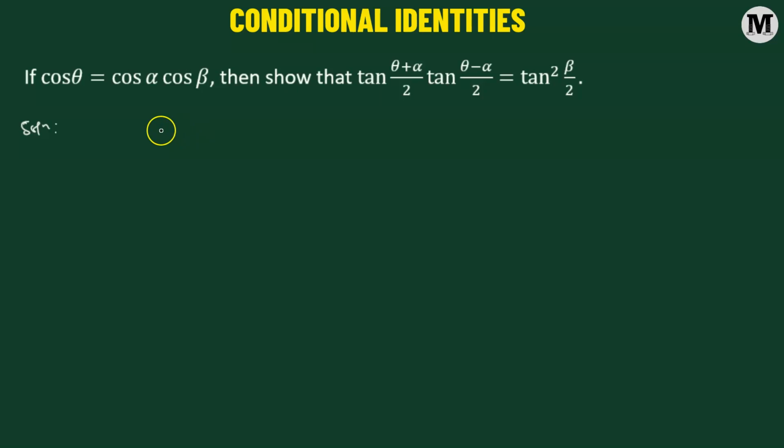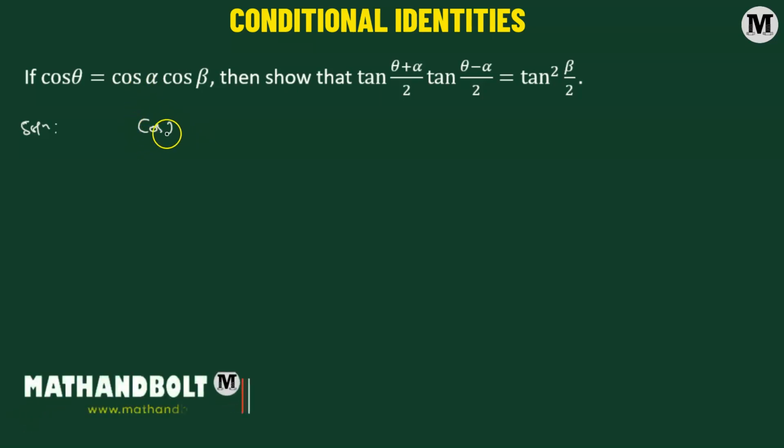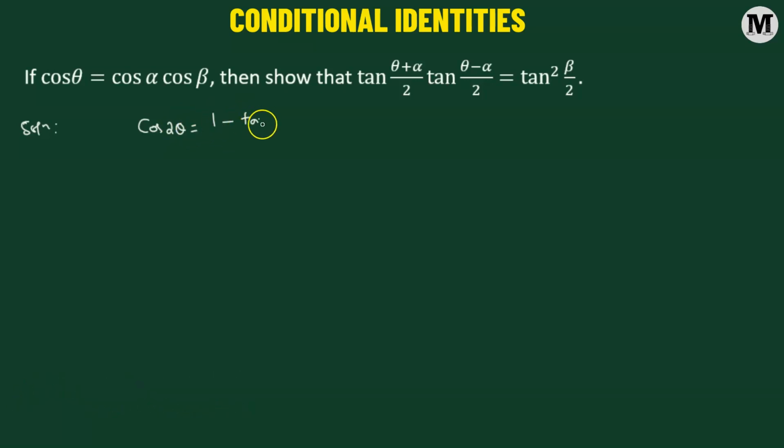Whenever we have cosine of 2 theta, it's related to tangent of theta using the formula 1 minus tangent squared theta divided by 1 plus tangent squared theta. Now, this entire expression is cosine 2 theta expressed in terms of tangent theta.